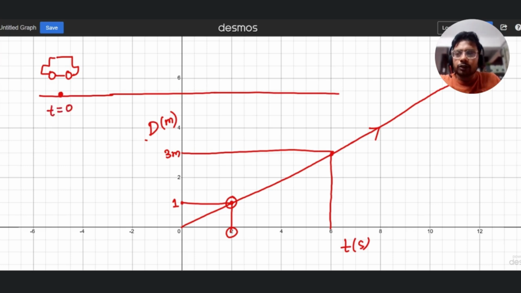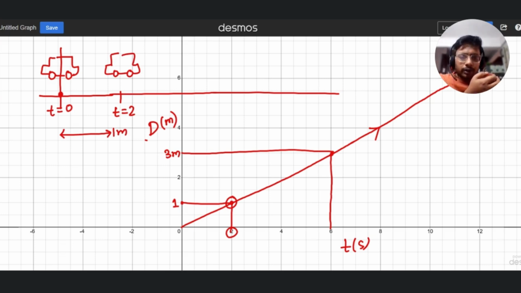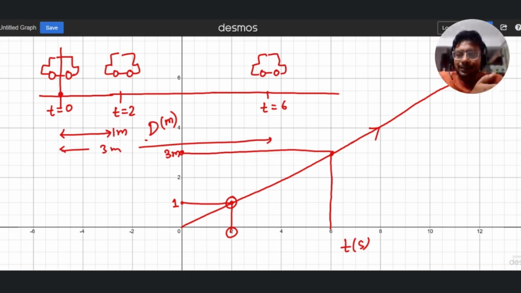At time t equals 0, there is no displacement, which means the car is at the starting point. At time t equals 2 seconds, the car covers 1 meter distance. So the car is here, like maybe from here to here, the distance is 1 meter. Similarly, at time t equals 6 seconds, the car is at a 3 meter distance from the starting point. So the car is here. So you understood what's happening here?